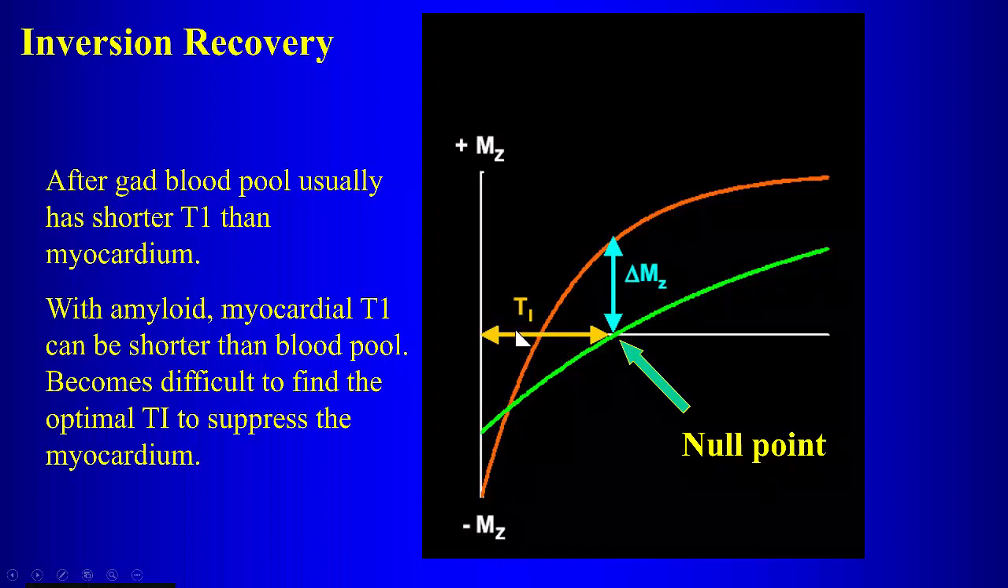So the blood pool suppresses at lower inversion times. But when you have amyloid, that kind of flips. And so then the myocardium can suppress at the lower inversion time than the blood pool. So again, often you first realize that you're dealing with a case of amyloid when you're having trouble suppressing the myocardium. So that's the lesson here.